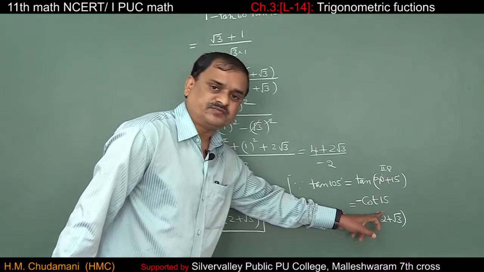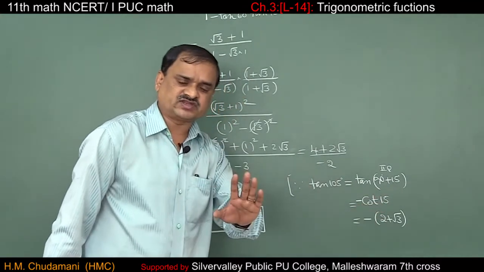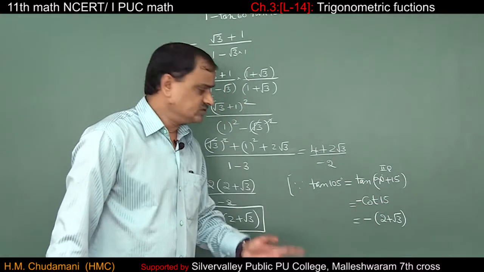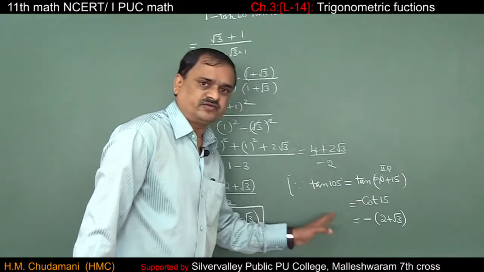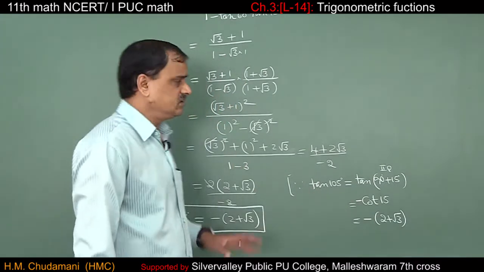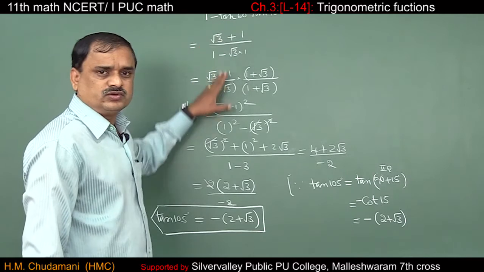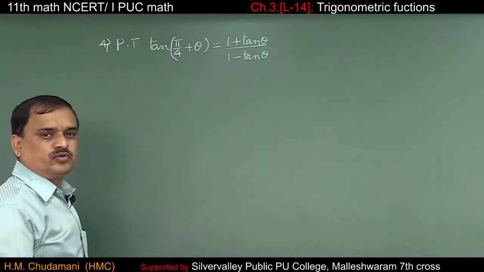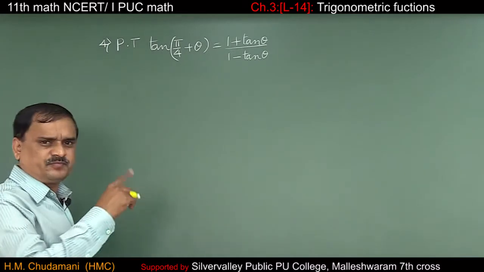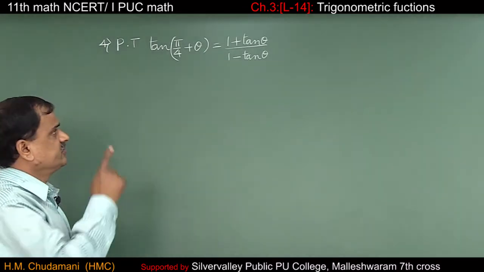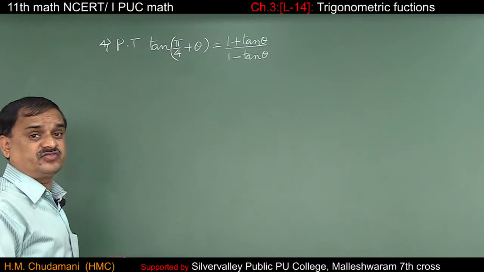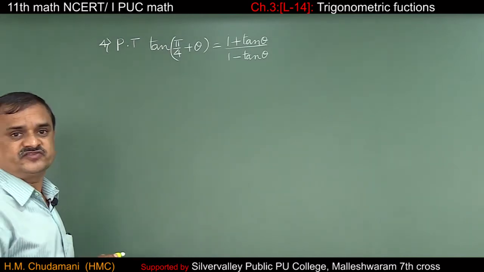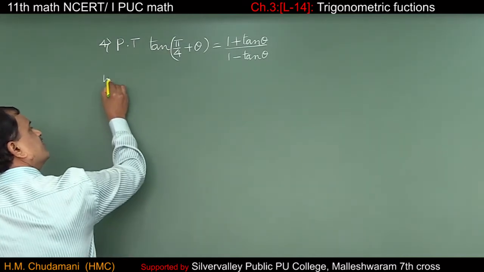So make sure that 15 degree and 75 degree are standard angles. You need to remember. If you could remember that, you can follow this method in 1 mark section. If it is 2 or more than 2 marks, follow this method only. Okay. Prove that tan of pi by 4 plus theta is equal to 1 plus tan theta divided by 1 minus tan theta.